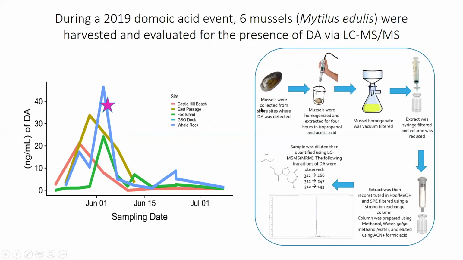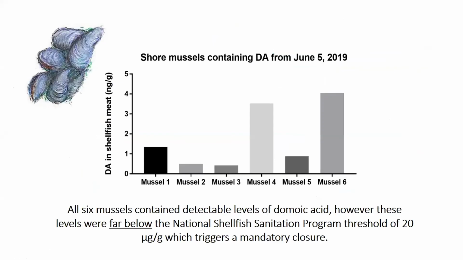On, I think it was June 4th, we were able to go out and collect a few mussels. We extracted those mussels in a similar way that we extract the phytoplankton, and we did that same mass spec analysis. We were interested to see, during a DA event, would we find any in the mussels? We did examine 6 mussels, a very small amount to examine, looking at each of the single mussels and the concentration of DA. We did find some domoic acid in the mussels.